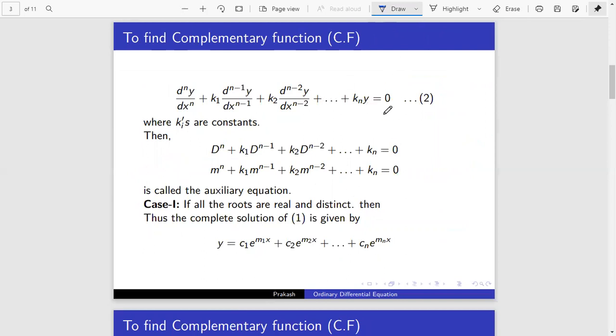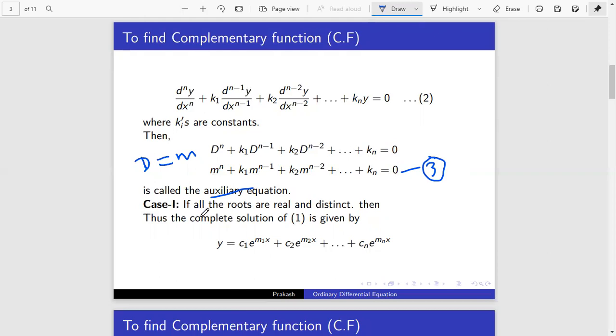In equation number 1, just put the right hand side equal to 0. After that, replace D by m. That's all. If we consider D equal to m, equation number 2 becomes like this. This polynomial in m is equation number 3, which is called the auxiliary equation. This is an nth order equation, so we can find n roots. We will discuss the roots in the following cases.